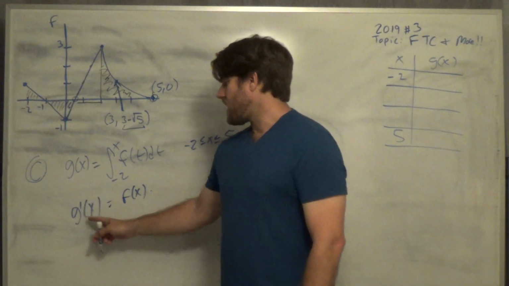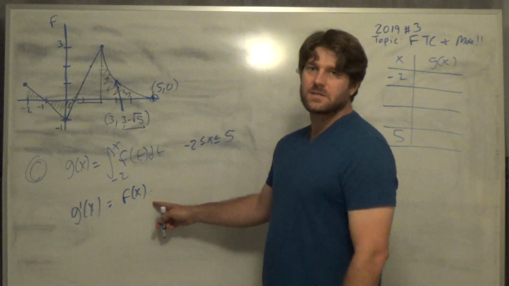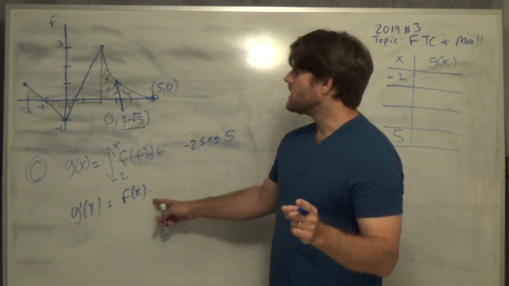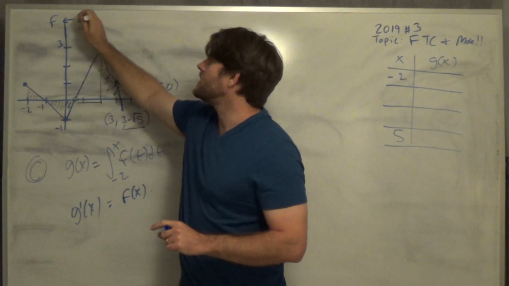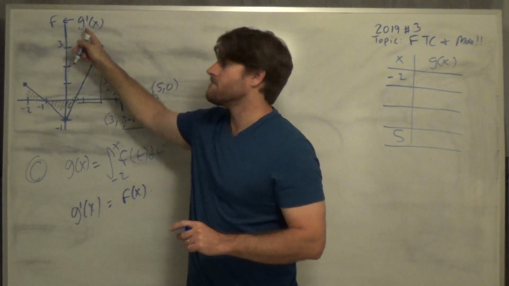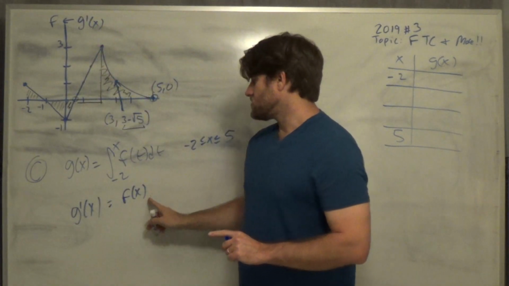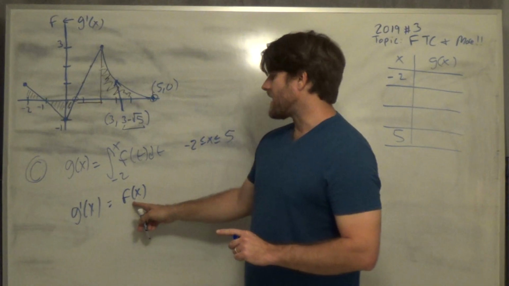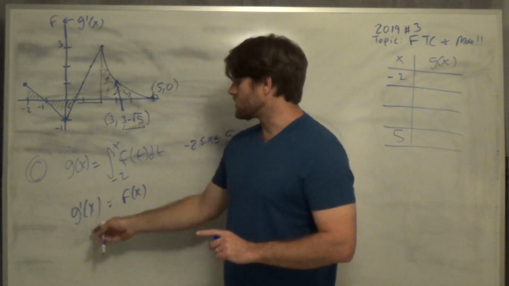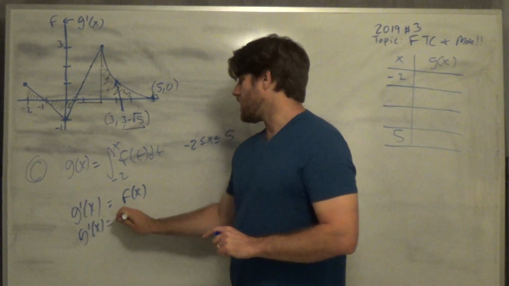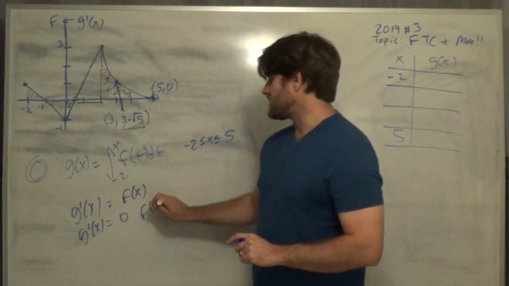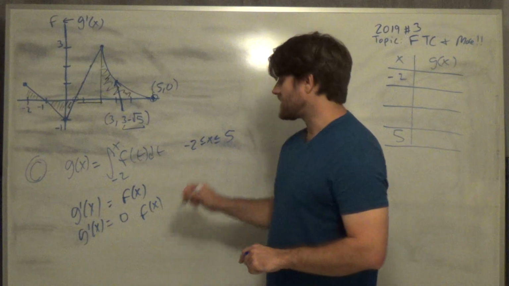So g prime x is equal to f of x. And this is crazy great news. They told me this was the graph of f, but now I know it's also the graph of g prime. Okay? So g prime x is f of x. So if this is the graph of f of x, it's also the graph of g prime. And the question is, when is g prime x equal to 0? In other words, when is f of x equal 0? G prime x equals 0 when f of x is 0.